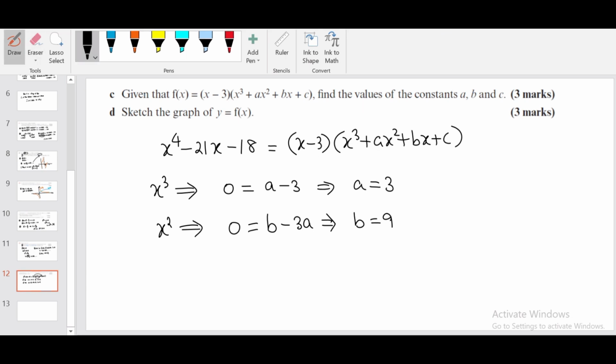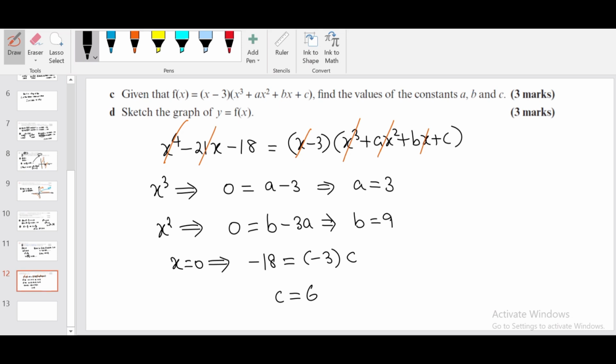And then I'm going to sub in x is equal to 0 on both sides of the equation. So this becomes 0. This becomes 0. Minus 18 is equal to, you'll get just minus 3 here, and here it's 0, 0, 0, you'll get just c. Understand? So c is equal to negative 18 over negative 3. You get 6.